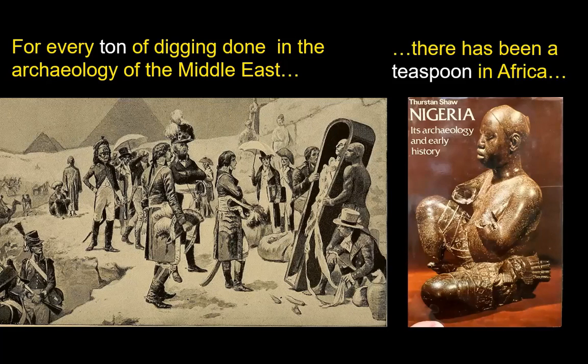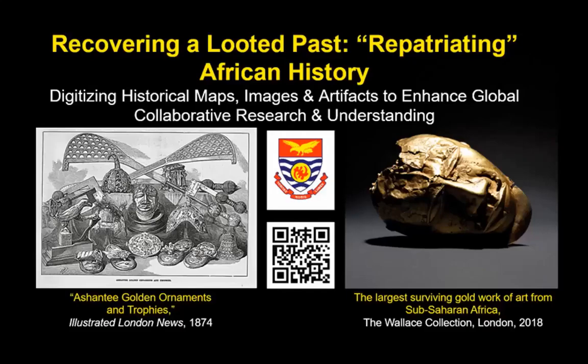For every ton of material uncovered in the Middle East, revealing what's beneath ever since Napoleon, there's been a teaspoon unearthed in West Africa. The ratios are clearly out of whack and need, in a sense, to be rectified. Some of this was addressed in a conference last month on recovering the looted past. In fact, it occurred earlier this month, online, with the exchange of digital information internationally.